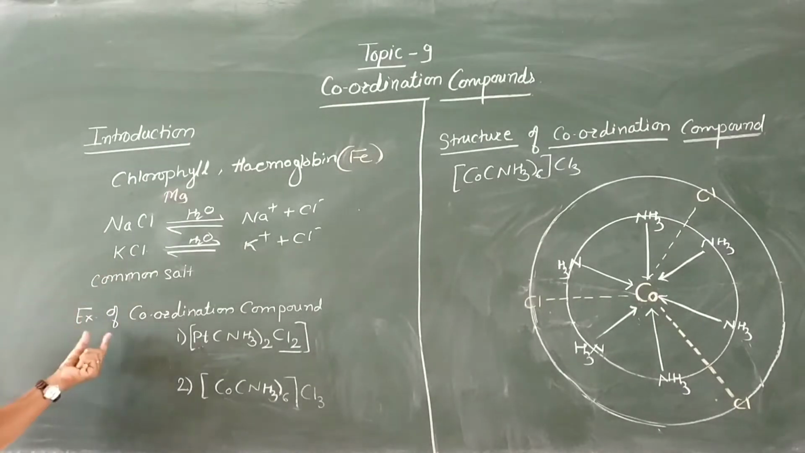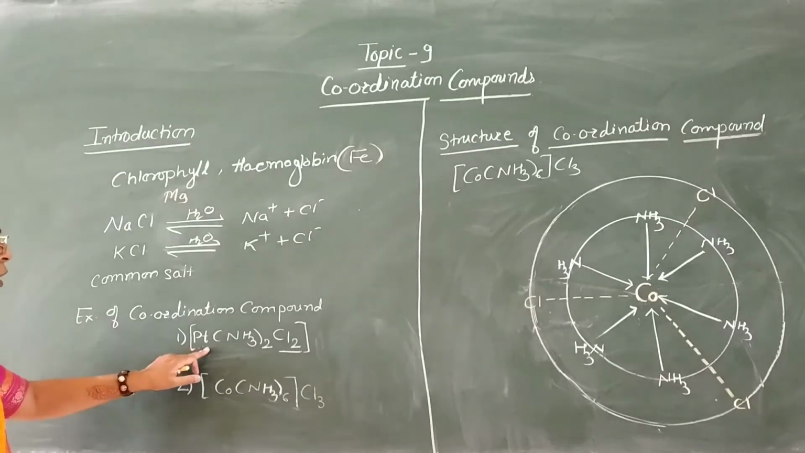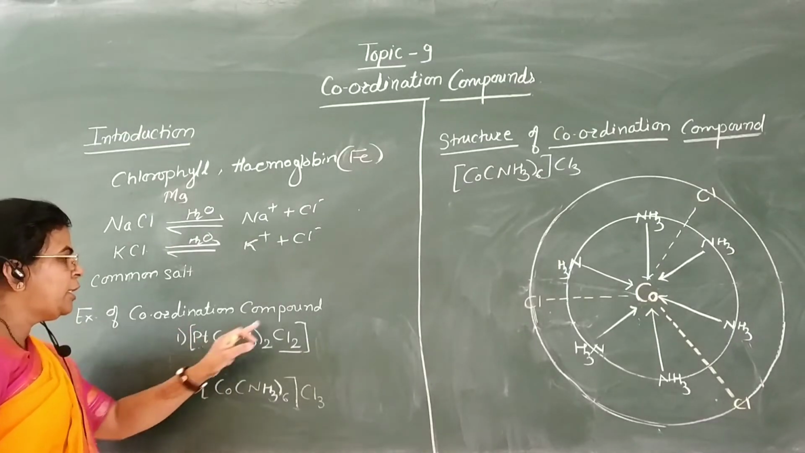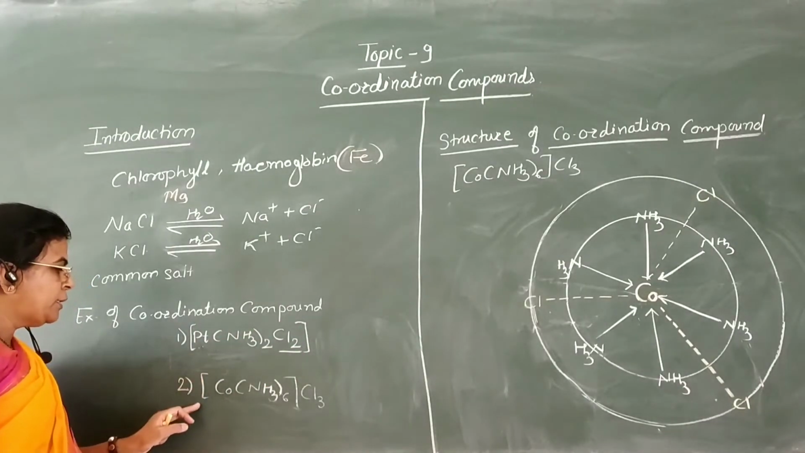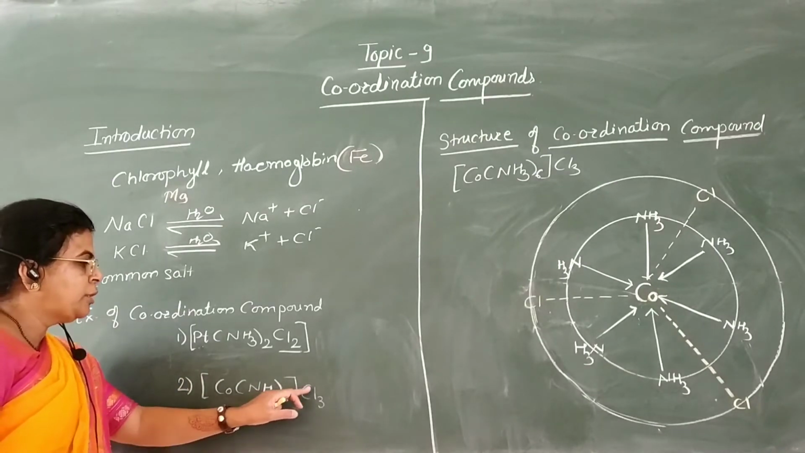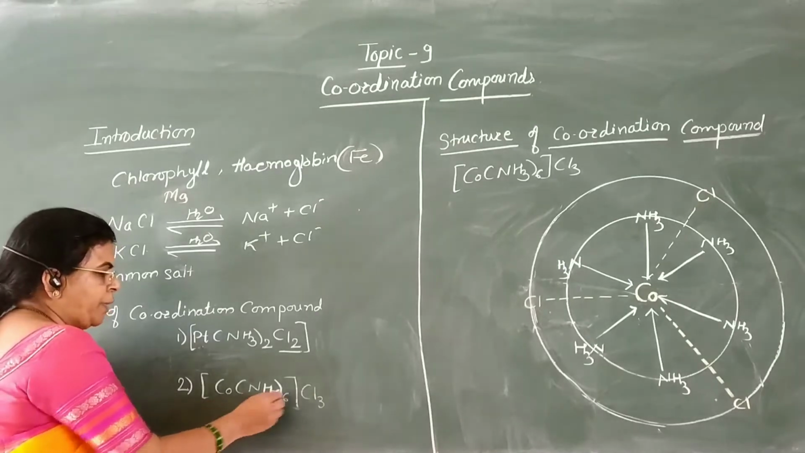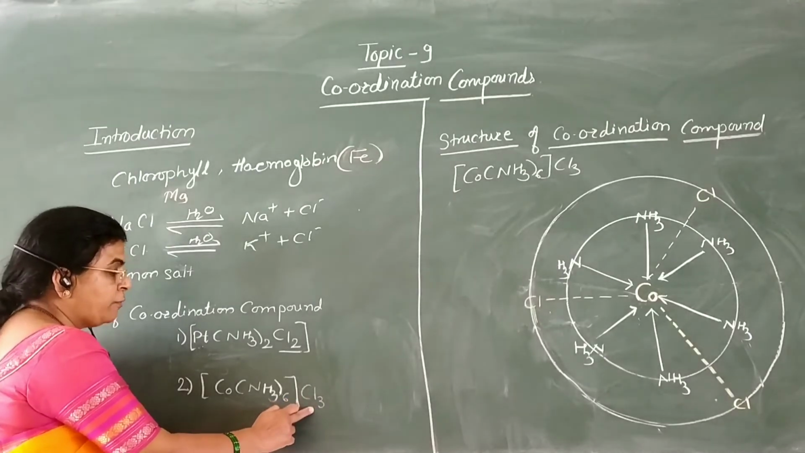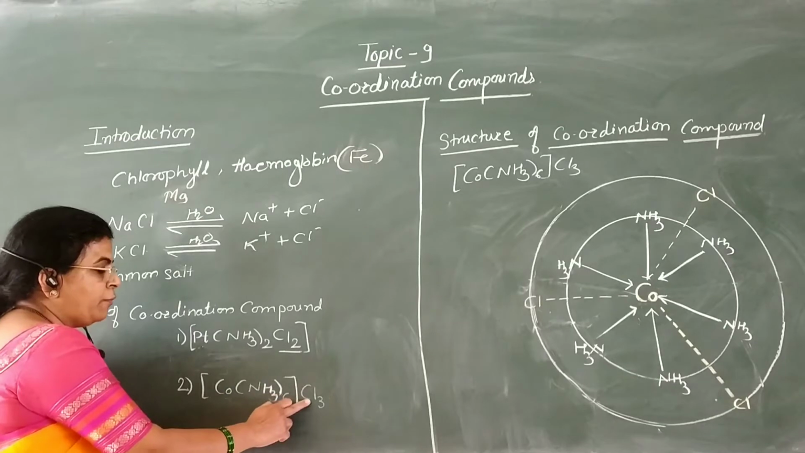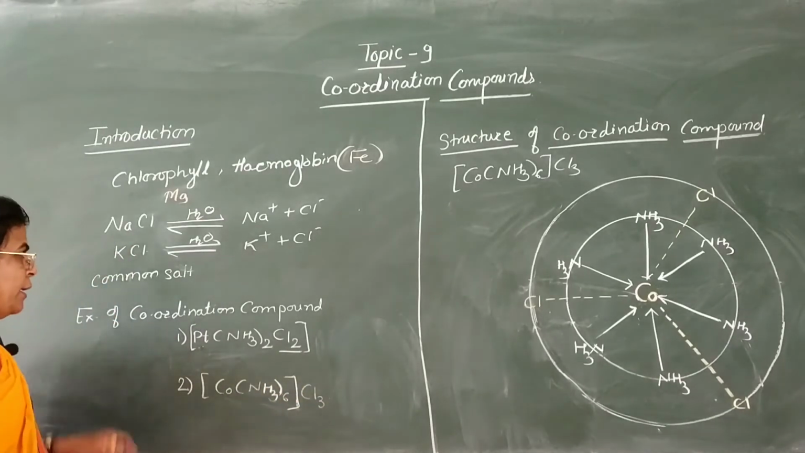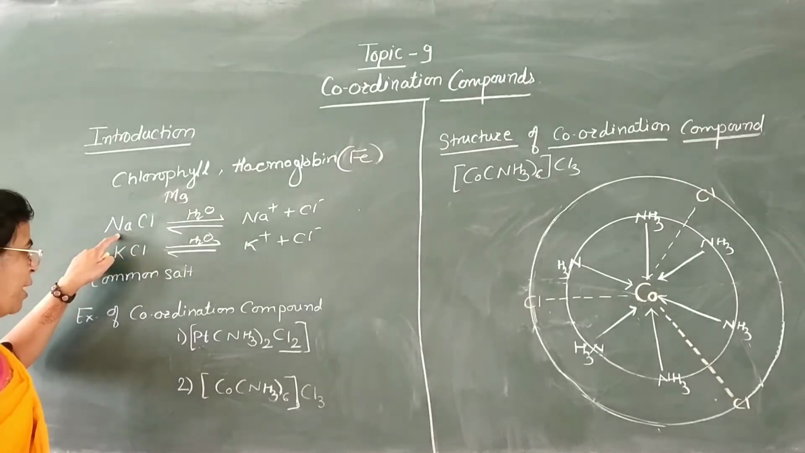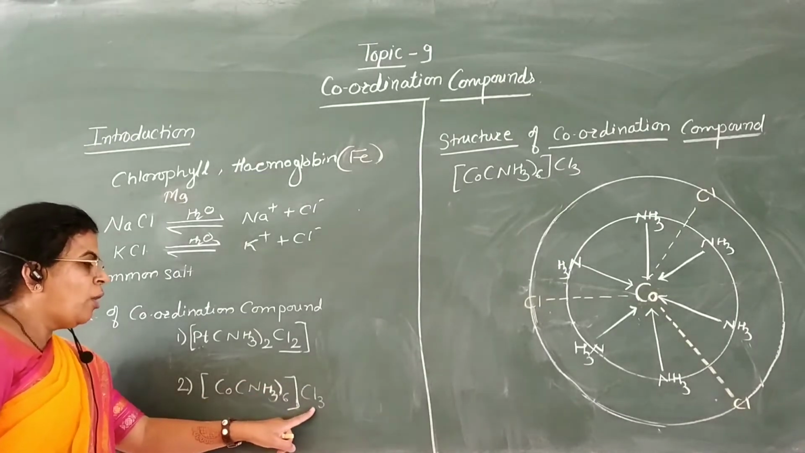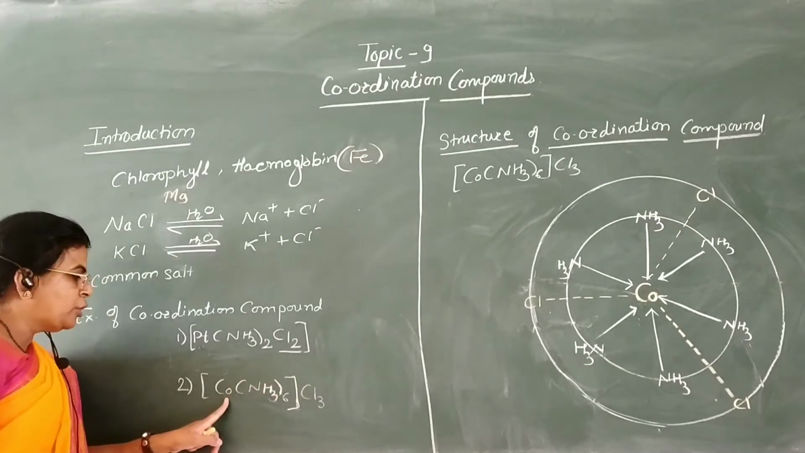Now we are going to see some examples of coordination compounds. This is Pt(NH3)2Cl2, the first example. A coordination compound is generally written in square brackets. Here the second example is Co(NH3)6Cl3. Here [Co(NH3)6] is the coordination sphere, and this Cl3 satisfies the primary valency of cobalt, and therefore it is written outside the square bracket. Like NaCl, where Cl satisfies the primary valency of sodium, similarly the oxidation state of cobalt is +3, and this 3Cl satisfies the primary valency of cobalt.